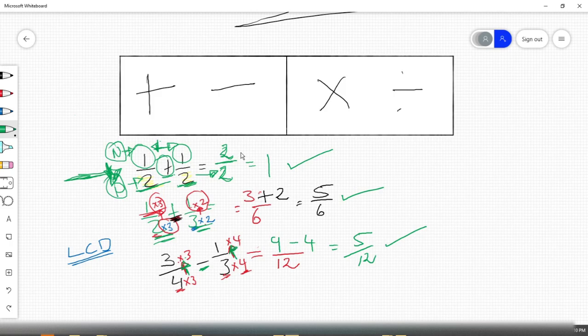But yeah, once you make the denominators the same, you just consider the sign on top, and that will be that. And that's how you plus and minus fractions.